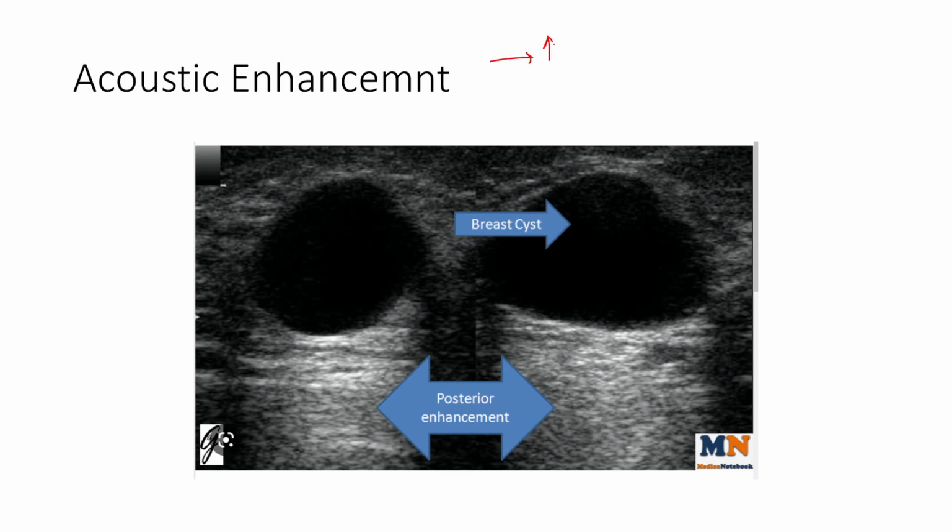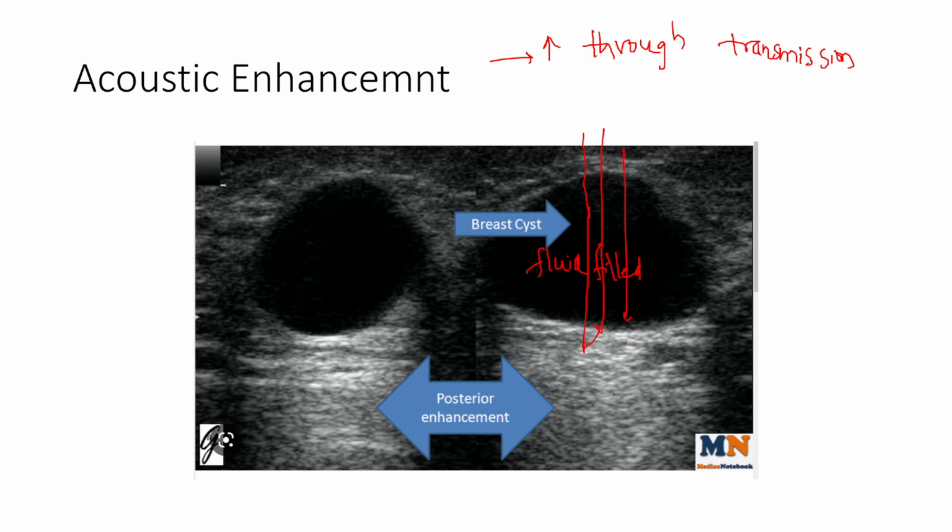Acoustic enhancement will increase through transmission. This increased through transmission occurs whenever fluid filled structures are seen. These fluid filled structures allow the ultrasound rays to pass directly without any attenuation to the opposite structure. As a result, there is an increase in intensity of ultrasound echoes from the tissues just behind them. So this is called acoustic enhancement.